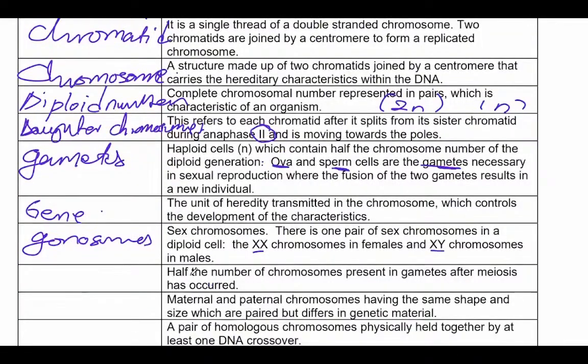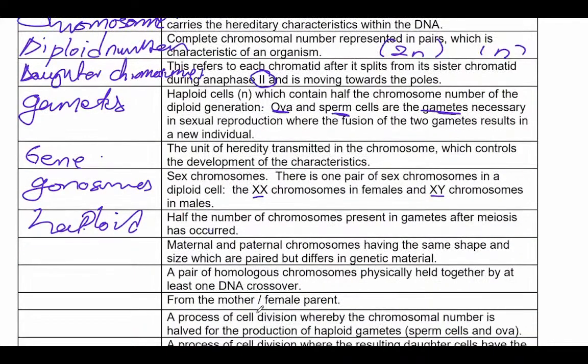Half the chromosome number of the chromosome present in the gamete after meiosis has occurred. Half the chromosome, you see? 2N, 1N. Therefore, I said that this is called haploid. Haploid. Yes, haploid.